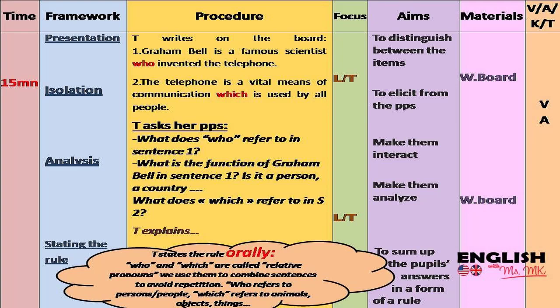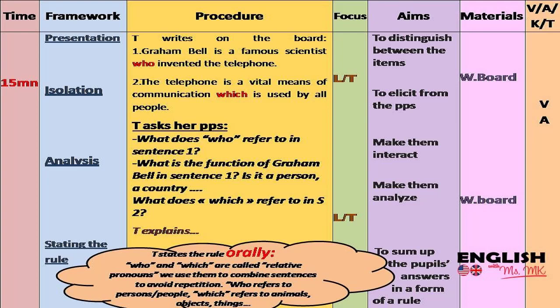So, when I ask them questions, I'm eliciting from my pupils. What is eliciting? It means taking from them words or sentences that may be used to state the rule. So here I ask, what does who refer to in the first sentence? And they have already known that who is for a person, especially for a WH question. And you have to explain that this is not a WH question. And then, what is the function of Graham Bell? Is it a subject, a verb, and so on? What is its class?